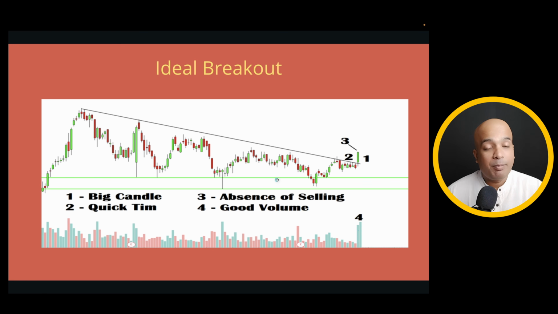One can apply the same logic to intraday trading also, but you don't have to consider the volume, because if you are a beginner or even an intermediate level trader, you will not be able to judge which is good volume and which is average volume at the intraday level. Once again, I've explained all this, even intraday level breakouts, in my book, How to Make Money with Breakout Trading 2.0. You can check it out. Anyway, the link is in the description.